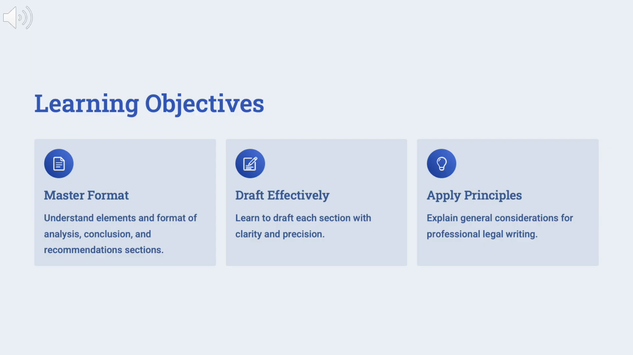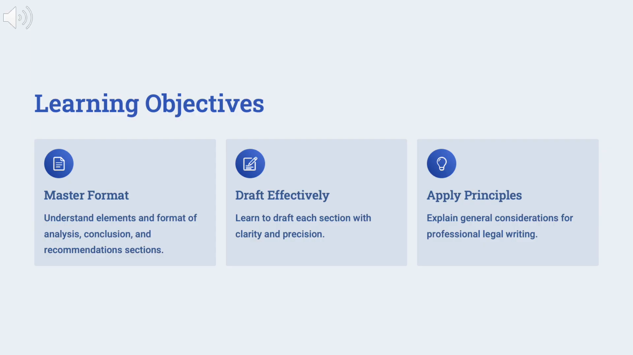The third objective is to be able to explain the general considerations that govern professional legal writing. Legal writing has conventions that differ from academic or general professional writing, and understanding those conventions is essential to producing work product that meets the expectations of the legal workplace. These three objectives are cumulative. Understanding the format supports effective drafting, and effective drafting requires applying the broader writing principles.